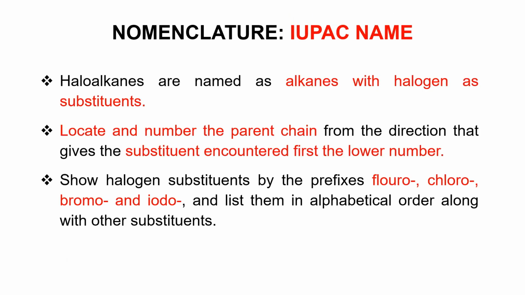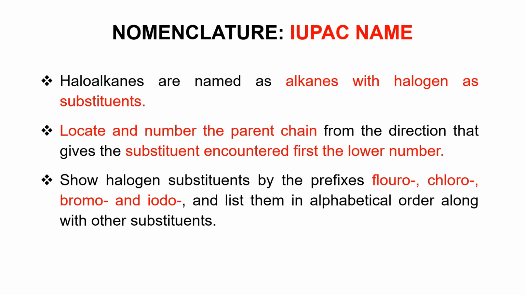For nomenclature using IUPAC, haloalkanes are named as alkanes with halogens as substituents. Locate and number the parent chain from the direction that gives the substituent encountered first the lower number. Halogen substituents are shown by the prefixes fluoro, chloro, bromo, and iodo.